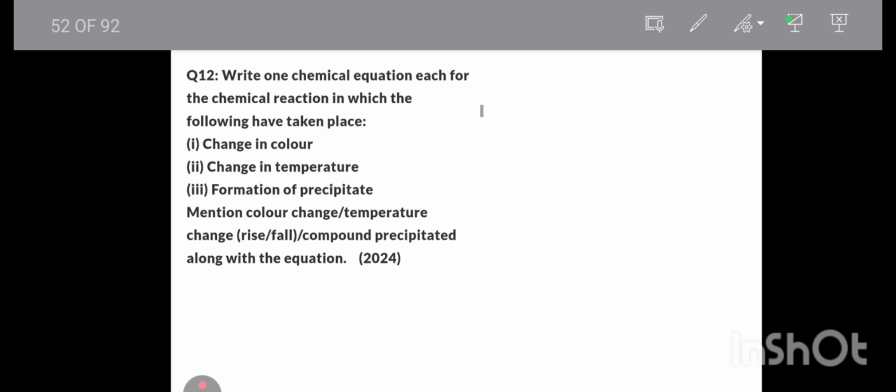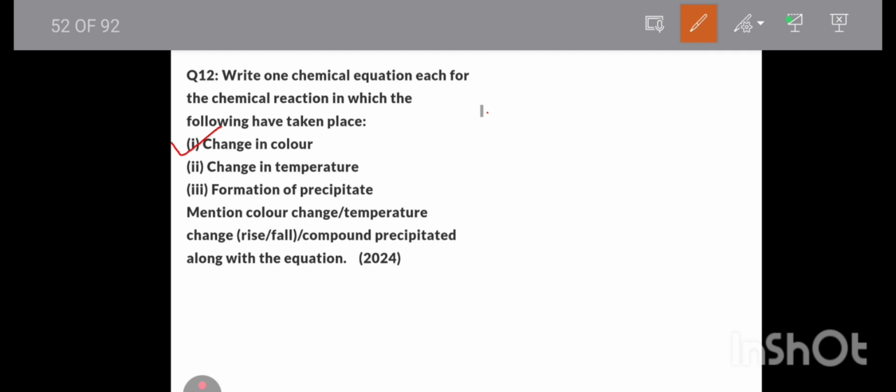Write one chemical equation each for the reaction taking place. Change in color: a precipitation reaction we can write, or copper sulfate changing its color when an iron nail is dipped in it. The pale blue color of the copper sulfate changes into pale green, as iron displaces copper from copper sulfate solution. Change in temperature: in the last question we discussed that the reaction of calcium oxide with water liberates heat. It is an exothermic reaction.